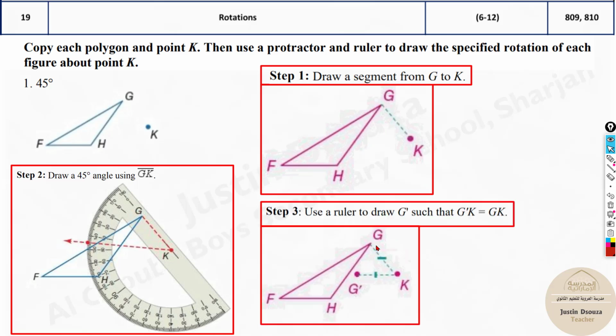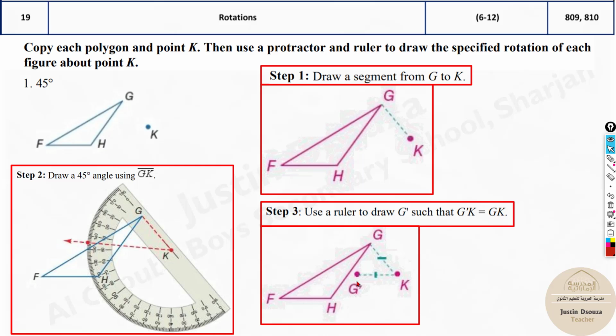And next one would be, see what this distance is. Once you get that point, measure this particular distance. If say it is 2 centimeters, draw a 2 centimeter line over here as well. And then we get this transform. G is transformed to G prime. So this is the transformed point.